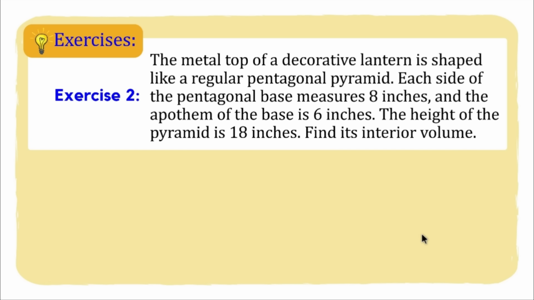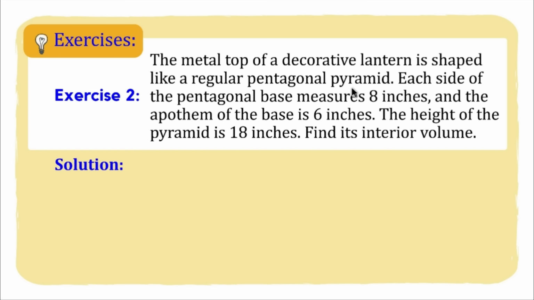Okay, next for exercise number 2, we have here the problem. The metal top of a decorative lantern is shaped like a regular pentagonal pyramid. Each side of the pentagonal base measures 8 inches, and the apothem of the base is 6 inches. The height of the pyramid is 18 inches. Find its interior volume. So we are dealing with a pentagonal pyramid this time.